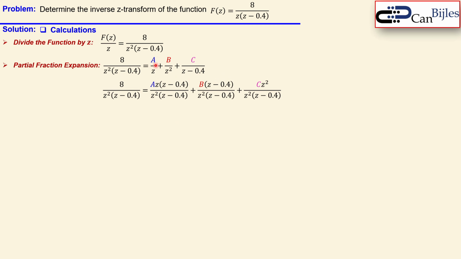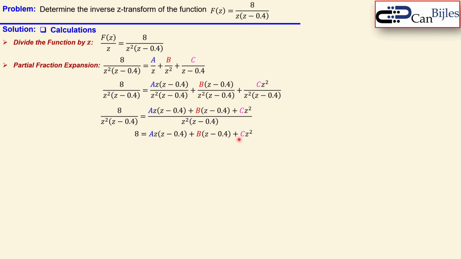So we need to determine these 3 unknowns a, b, and c. Okay, now we need to put these 3 fractions in one fraction. In order to do that, we need to make the denominators equal to each other. So that means we need to multiply the a by z times z minus 0.4 and b by the z minus 0.4 and the c by z squared, and that is actually all shown here. Now we can add them up because they have the same denominator, and also the left side has the same denominator, so we can say 8 is equal to the summation of the numerators on the right side, and that's actually shown here in the final form.